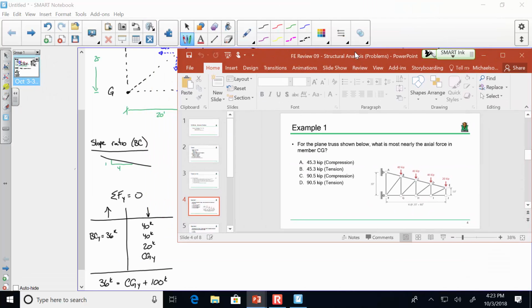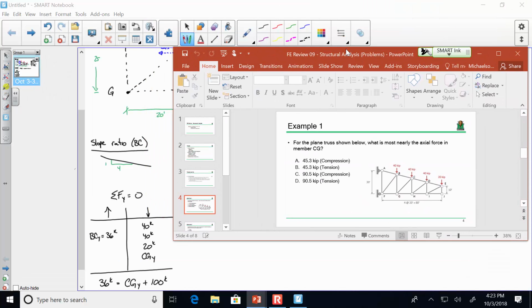Let's go back to the problem. Right here, we could stop. Think about it. We know it's in compression, right? So that one's eliminated, that one's eliminated. But we got that the y component was what? 64? So is it A? If the y component is 64, well, the hypotenuse can't be 45. It's got to be that. So we could stop right now. Now I'm gonna continue this forward a little bit, just so that we're clear.